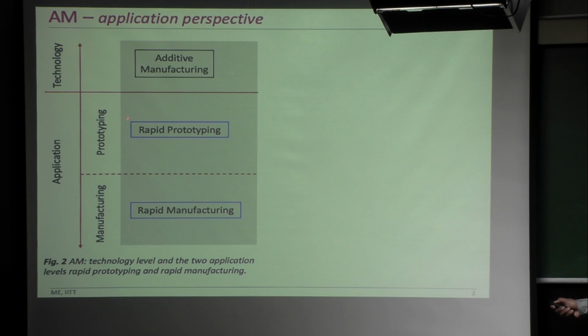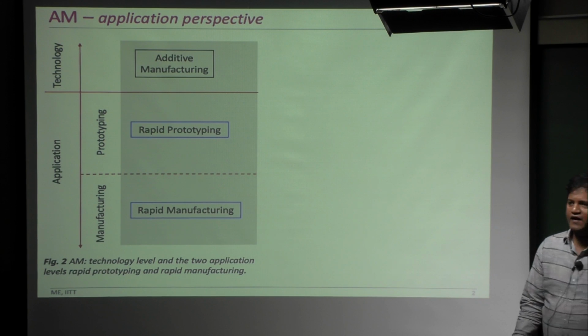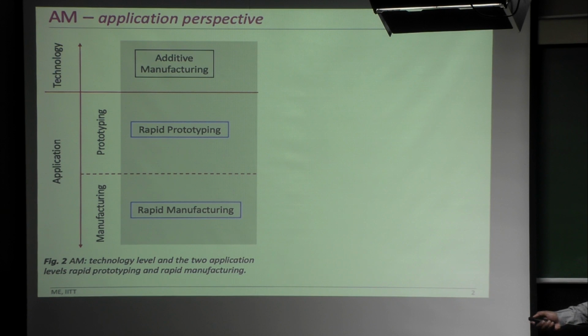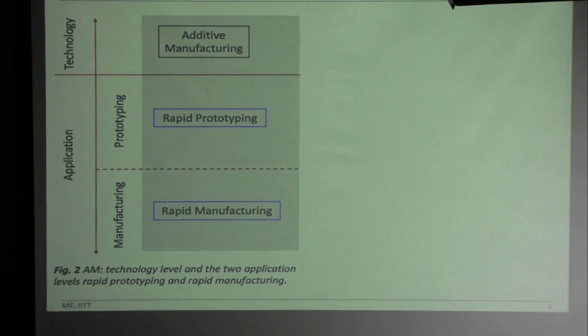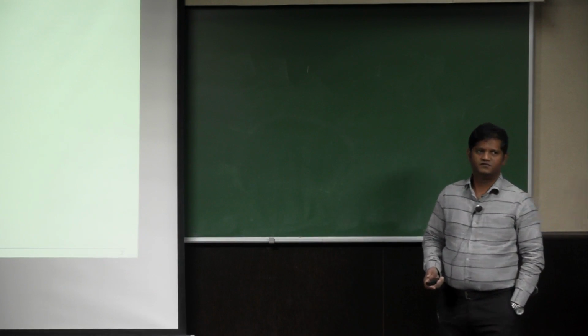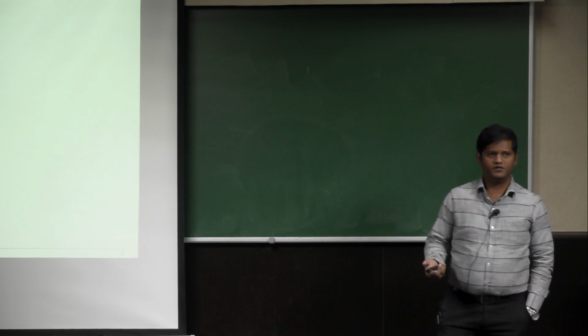So the AM technology is broadly characterized by two important applications, that is rapid prototyping and rapid manufacturing. So before going further, what is a prototype? It is a simplified model of a concept, of a model, right?